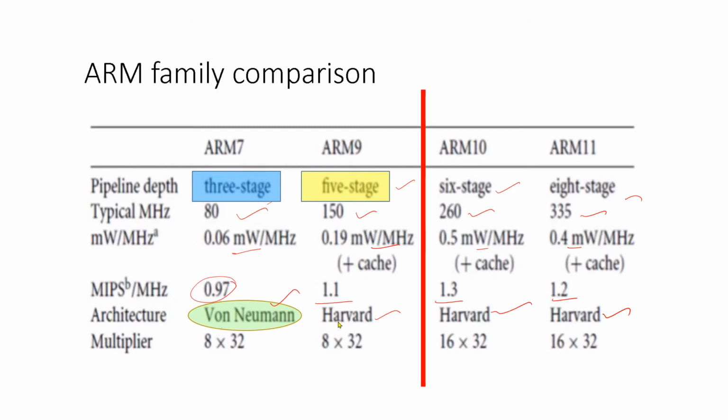And multipliers are used for these SOP operations. See here, it's 8 cross 32 for ARM7, ARM9 also 8 cross 32, ARM10 and ARM11 16 cross 32 and 16 cross 32. Okay, so ARM10 and ARM11 come under the MC3, MC4 Cortex development boards. So this is the table which gives the ARM family comparison.